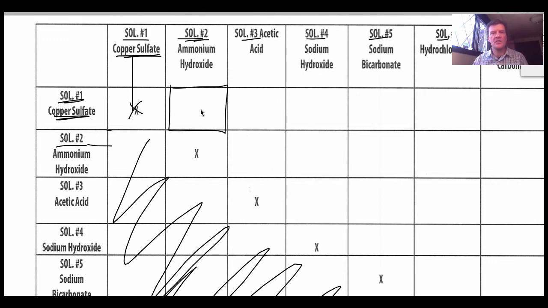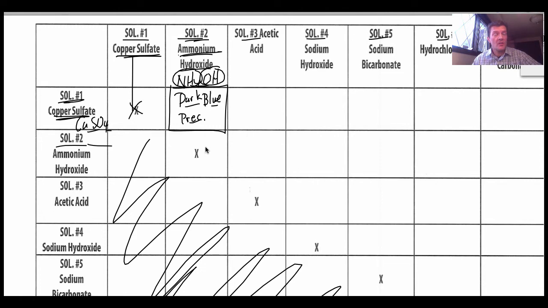I'm going to give you the results so that you know what would happen if I combine these different solutions. If I was to combine ammonium hydroxide, the formula for that is NH4OH, there's your ammonium and there's a hydroxide, with copper sulfate, which is CuSO4, what you would witness is a dark blue precipitate. So you can write in right here, dark blue precipitate, as well as the formulas for each of those as we begin to build this table.